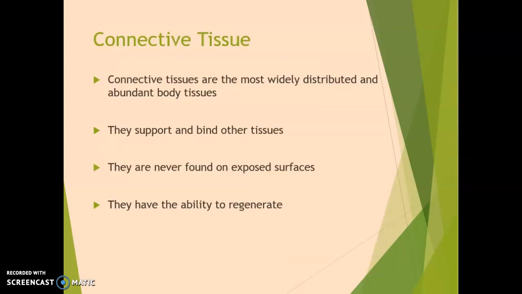So connective tissues are the most widely distributed and abundant body tissues. They support and bind other tissues. They are never found on exposed surfaces, so these are going to be internal. And they have the ability to regenerate.